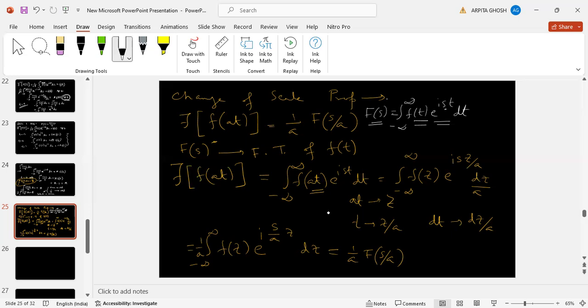Now see, here we are having minus infinity to plus infinity f z e to the power i into z dz, s এর জায়গায় এসেছে আমার s by a. So if this is your F s, minus infinity to plus infinity f t e to the power it into s dt, if this is denoted by F s, so obviously minus infinity to plus infinity f z, এটাকে t ও ভাবতে পারো, f t into e to the power i s by a t dt, that will be your F of s by a. বোঝা গেছে এই জায়গাটা?